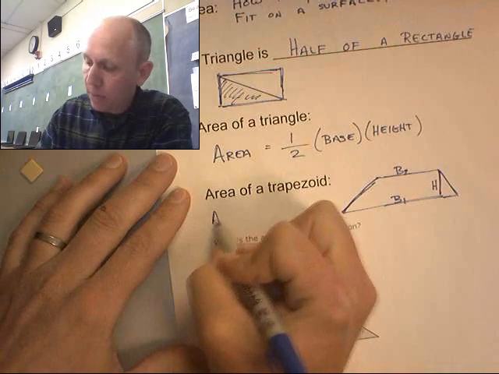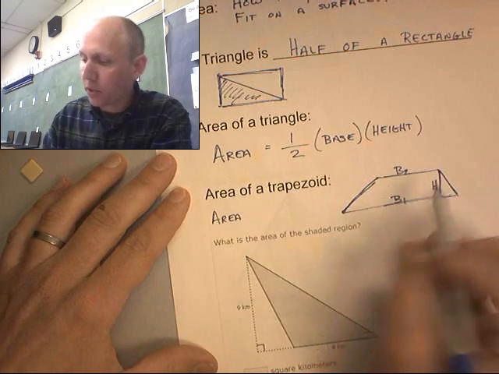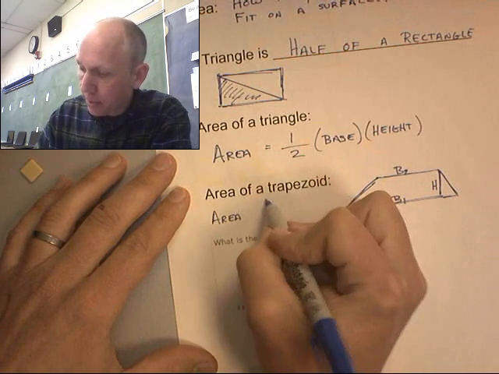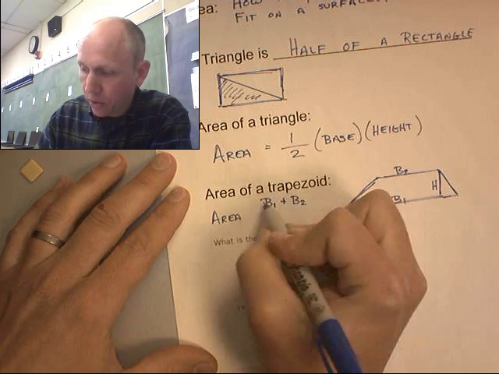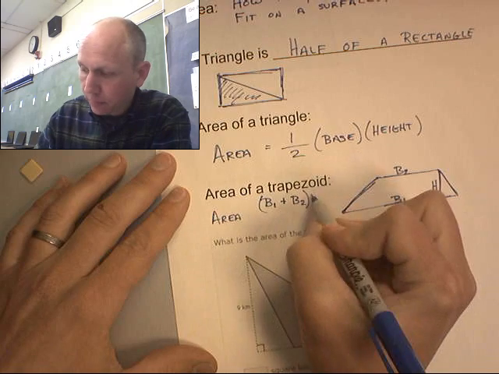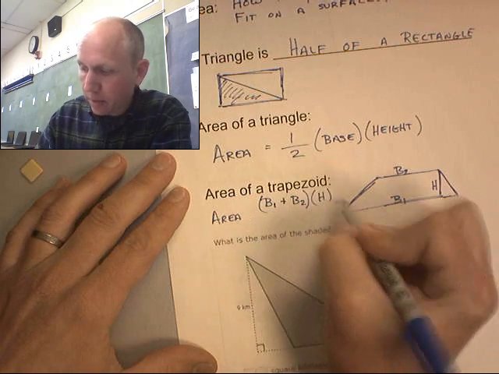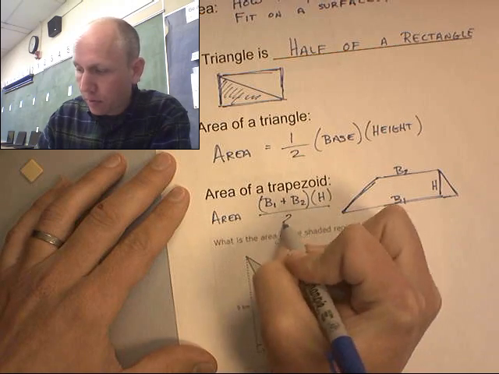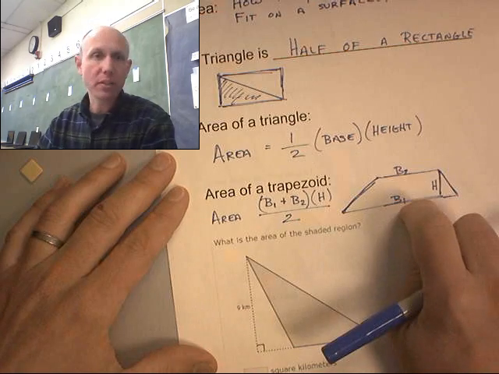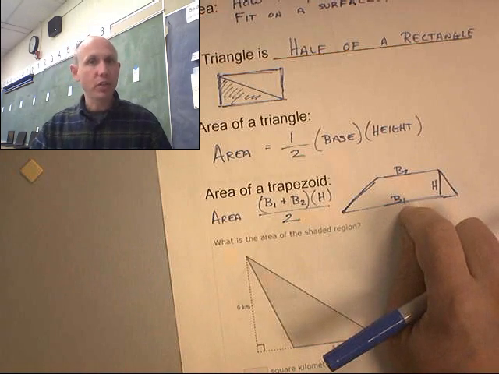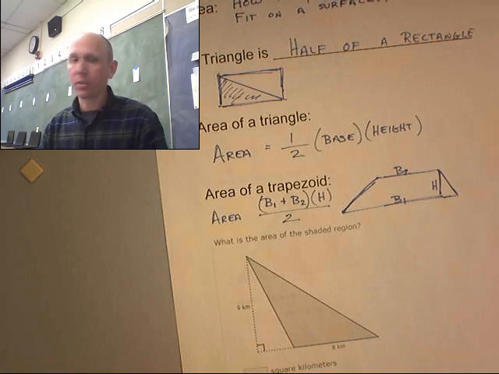Well, the area of a trapezoid, I take the average of the two bases. So what I do here is I go base 1 plus base 2 times height, and I divide it by 2. So I take the average of this. I go base 1 plus base 2. I find the average. I divide it by 2, and then I multiply that by the height, and that gives me the area of a trapezoid.